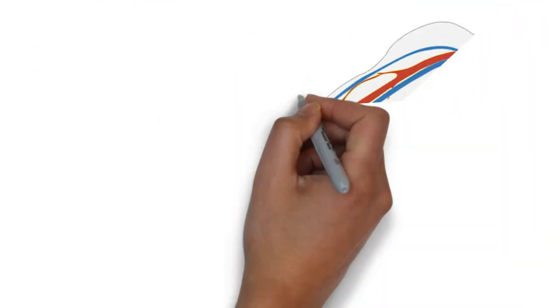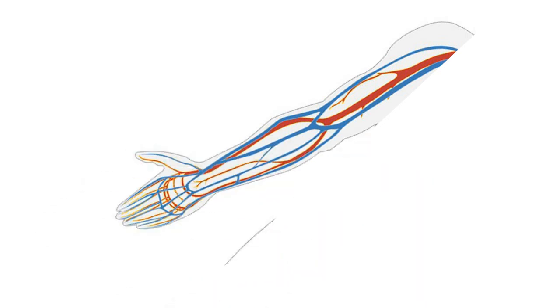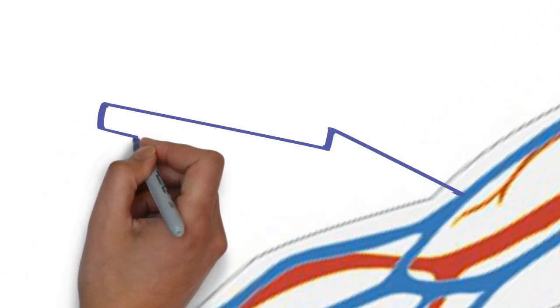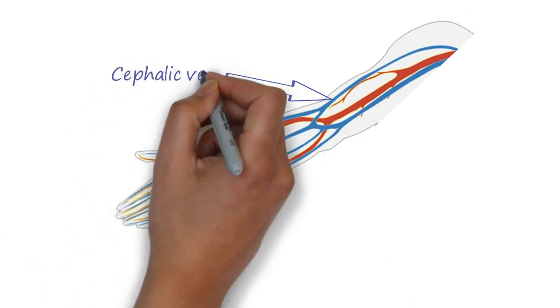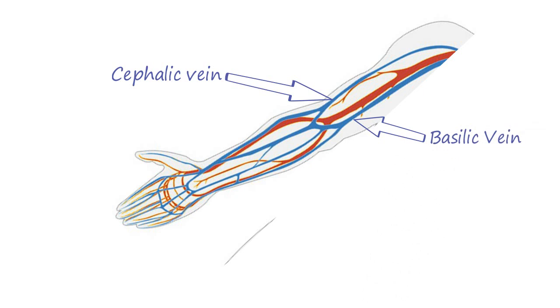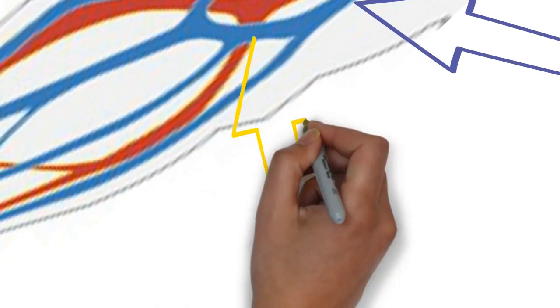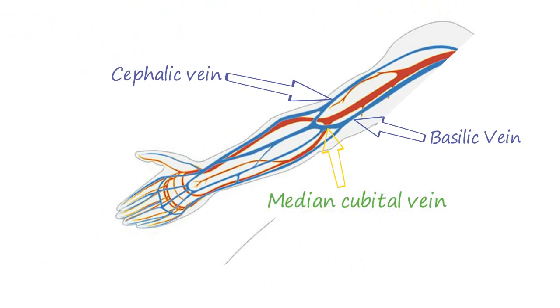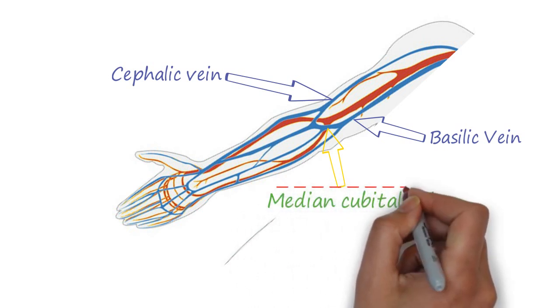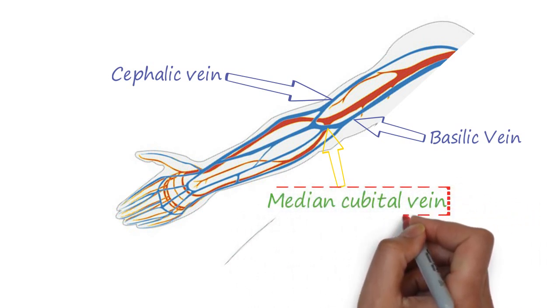This area has three veins. This one is cephalic vein. This one is basilic vein. And at last, this one is median cubital vein. Median cubital vein connects the cephalic vein and basilic vein.